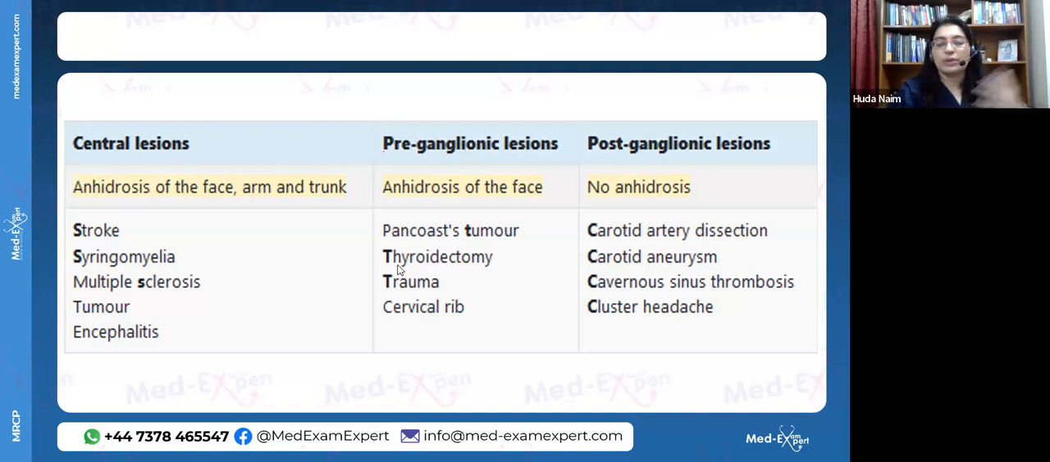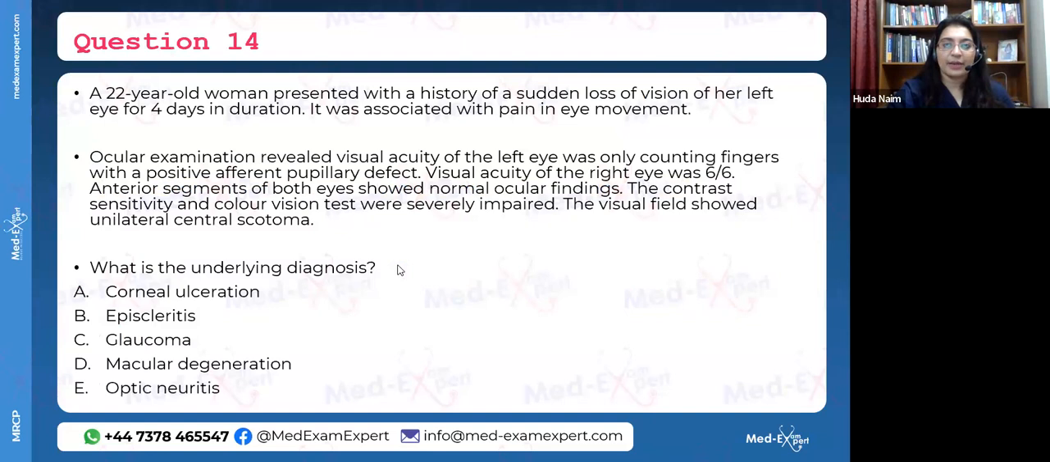So if they had told you that the patient has a 1 day history, but the patient has anhidrosis of the entire face, arm, and trunk, that would have led you more towards stroke. Yes, no anhidrosis means normal sweating. Okay, anhidrosis means absence of sweating. So if there's no anhidrosis, that means it's normal sweating. Okay.